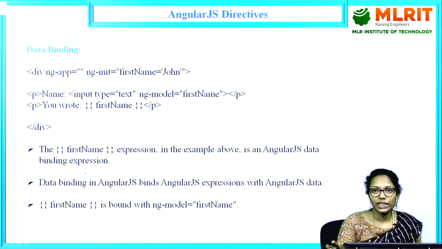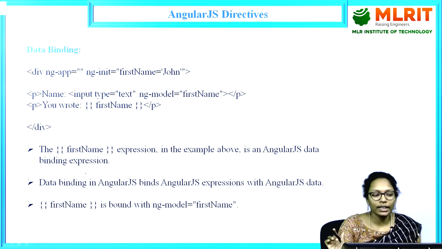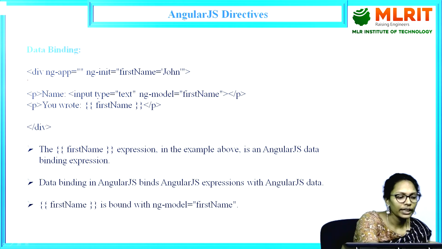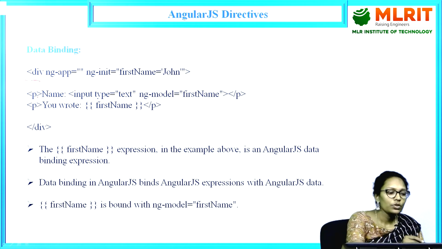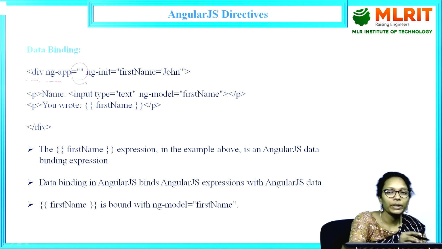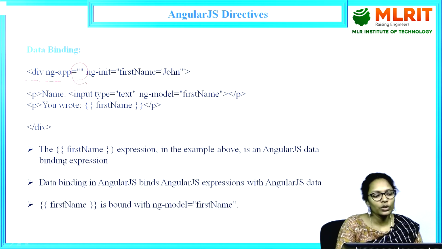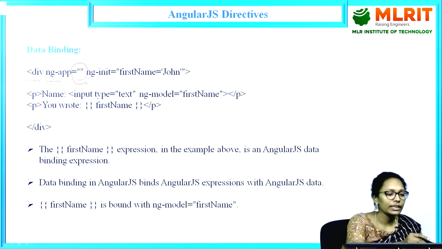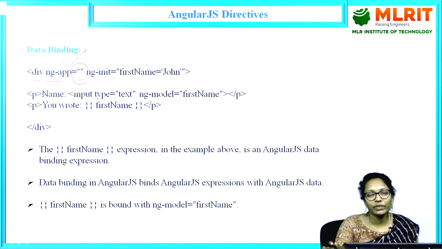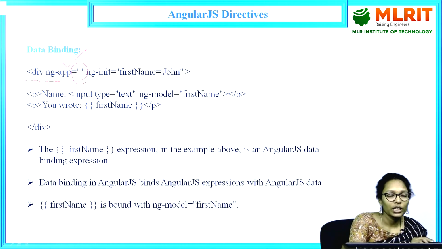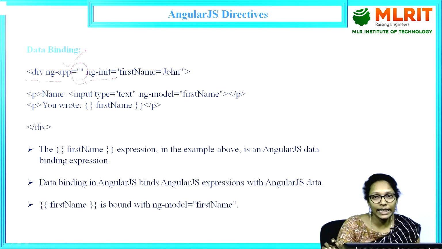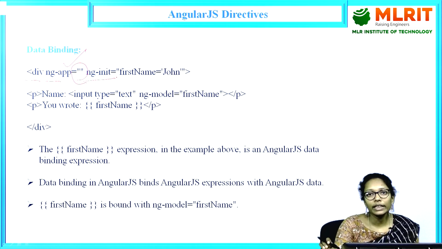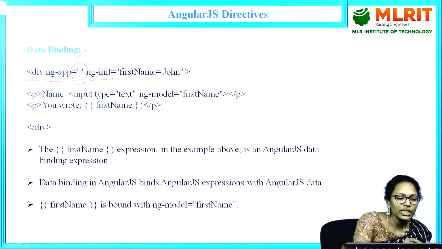Coming to data binding, how are you going to bind the data in AngularJS? This is a div tag. I'm making a division for my AngularJS application. I am giving ng-app as empty. I can give it empty, but if you have any modules and containers, then I need to give the ng-app name. Otherwise, you can give it as empty also. Here I am using one more new directive called ng-init. ng-init is used for initializing the data. So ng-init is equal to double quotes.